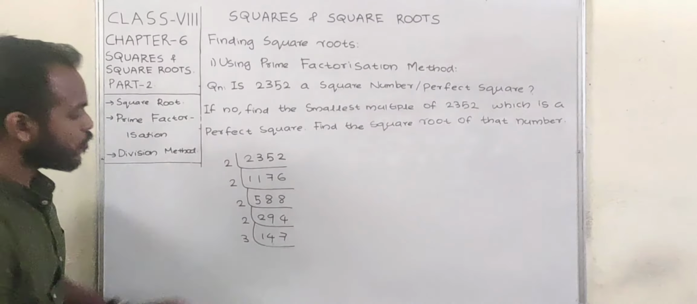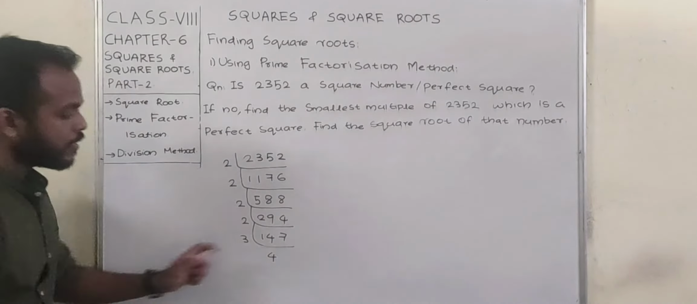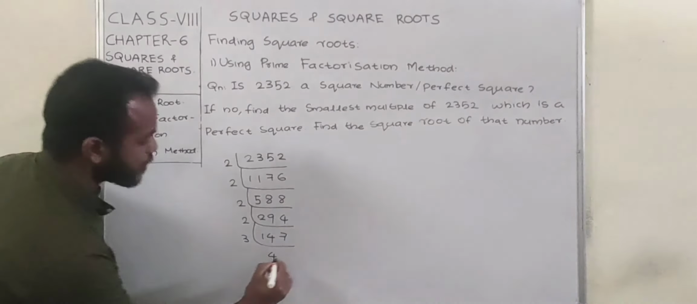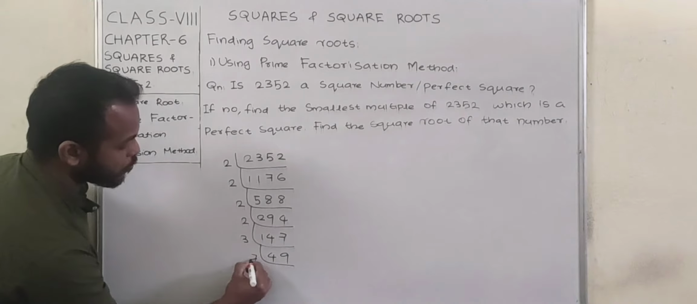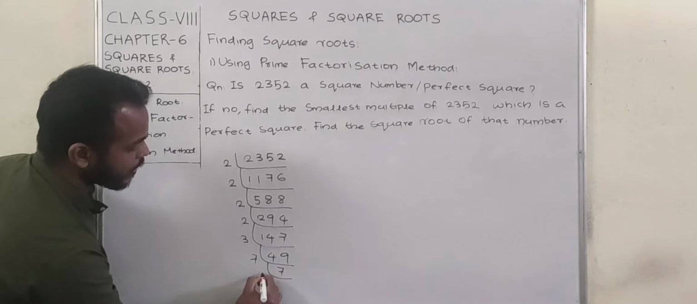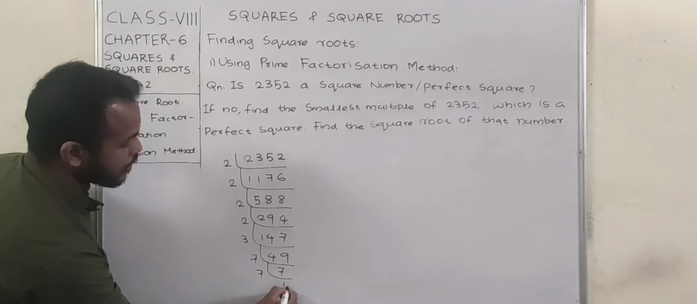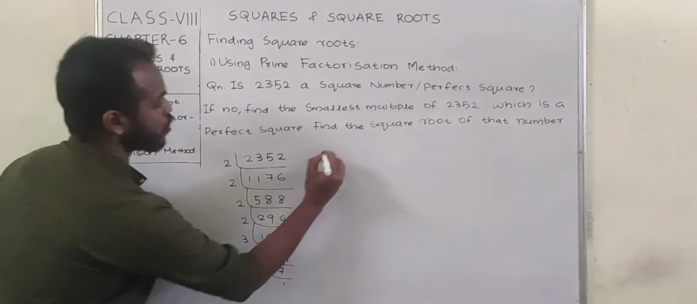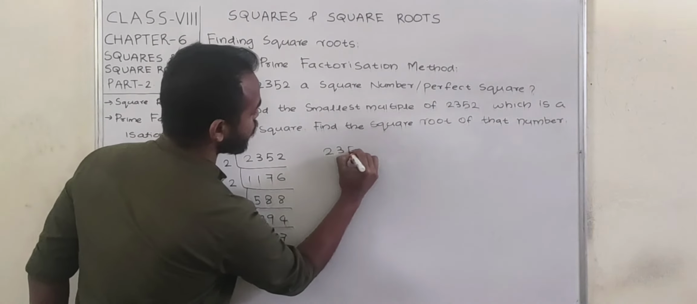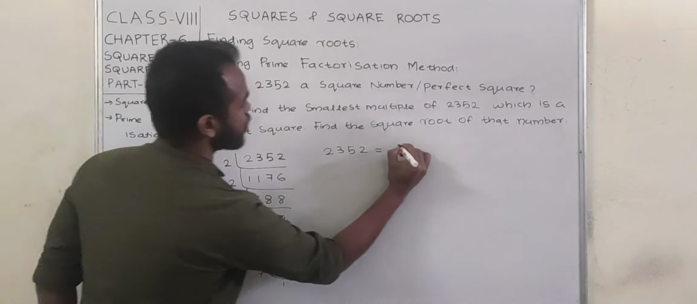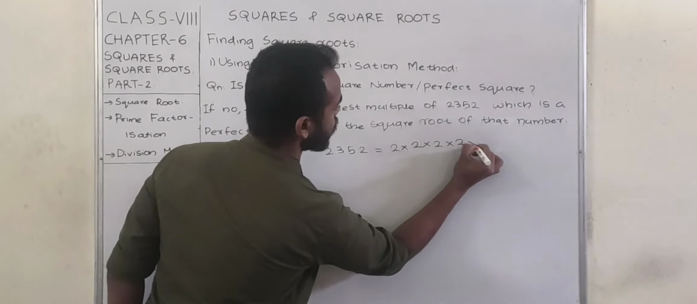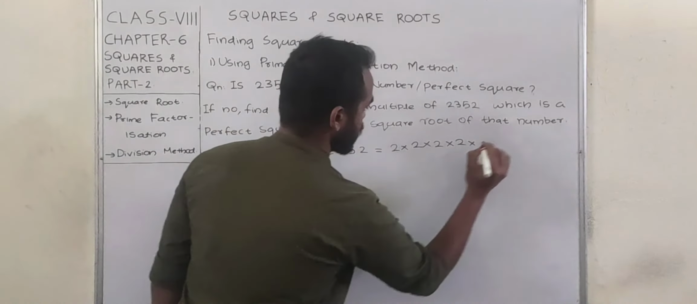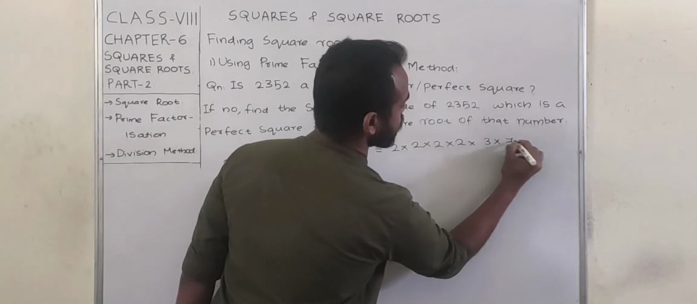Now I think it will be better for us to divide using 3. So how many 3s in 14? 4 times. The remainder is 2, so 27 becomes 49. Now there is no other way but to divide using 7. So you will get the prime factorization this way: 2352 is nothing but 2 times 2 times 2 times 2, that many times 3 and 2 sevens.